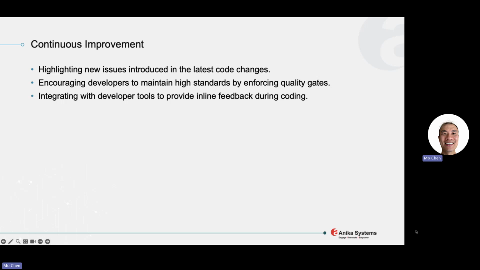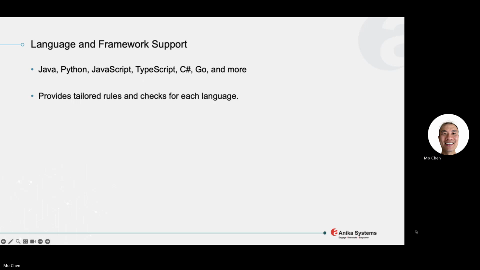SonarQube fosters continuous improvement by highlighting new issues introduced in the latest code changes, encouraging developers to maintain high standards by enforcing quality gates, and integrating with developer tools to provide inline feedback during coding. SonarQube supports over 25 programming languages, including Java, Python, JavaScript, TypeScript, C#, Go, and more. It also provides tailored rules and checks for each language.